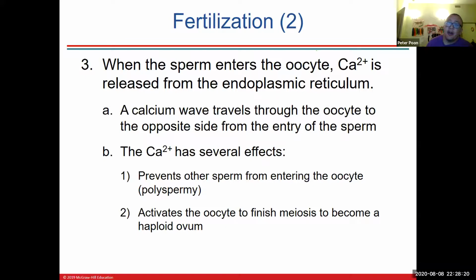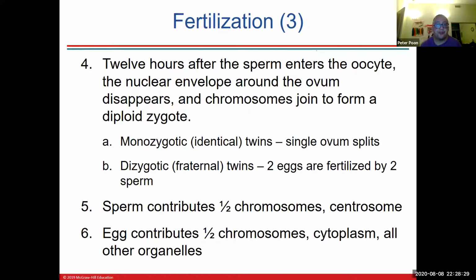That signal also allows the female to complete meiosis, and now you have two nuclei. The two nuclei fuse, and the moment of fusion of the nuclei is technically when fertilization occurs.